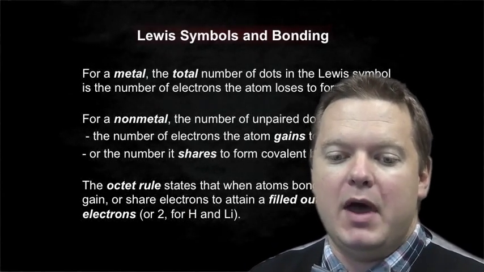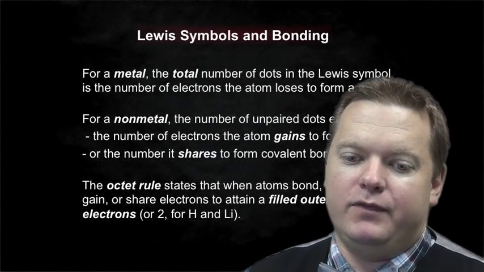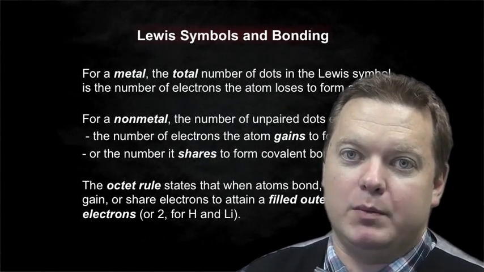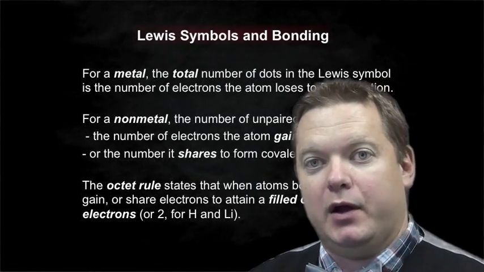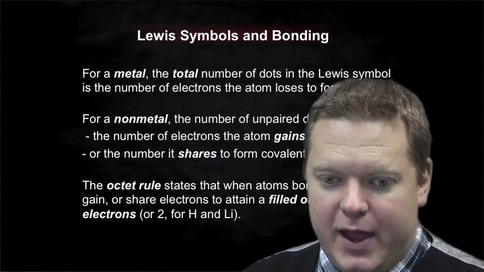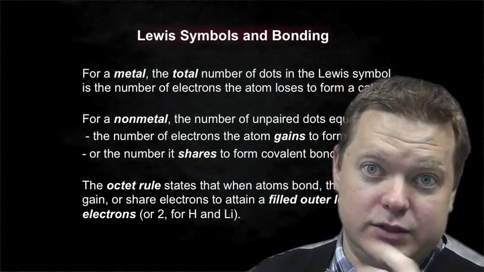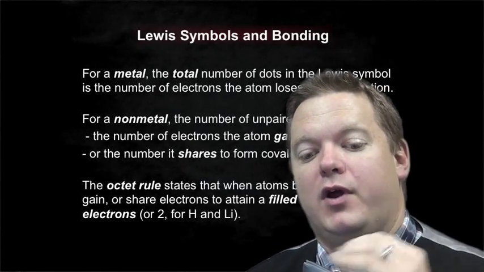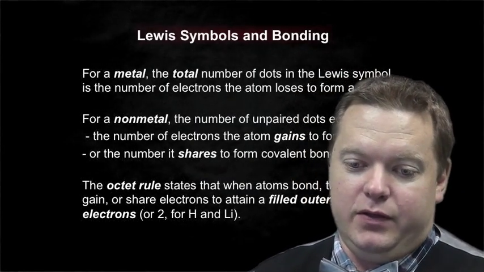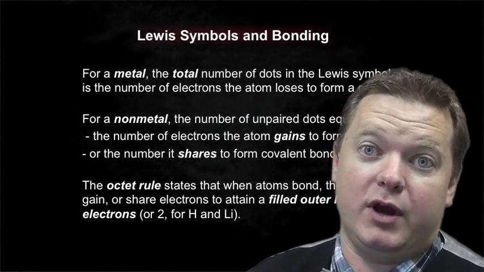Right? So for a metal, the total number of dots in the Lewis symbol is going to be the number of electrons that atom loses when it forms a cation. Right? So if we think about sodium, it's going to have 1 dot. When it forms a cation, it's going to be losing that dot. Right? Magnesium is going to have 2 dots. It loses 2 electrons. For a nonmetal, the number of unpaired dots equals the number of electrons that it's going to gain when it forms the anion.